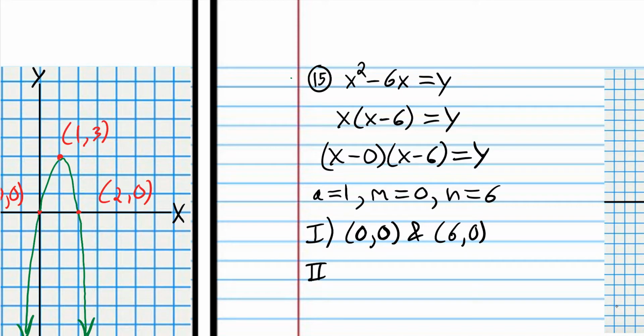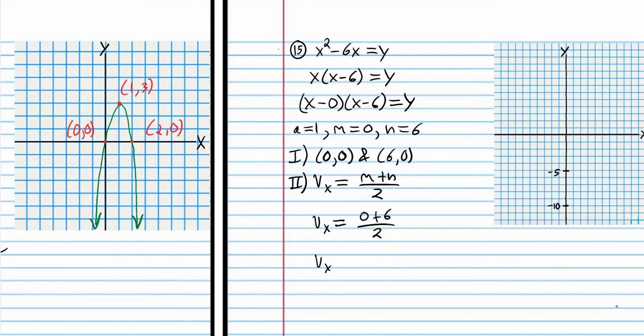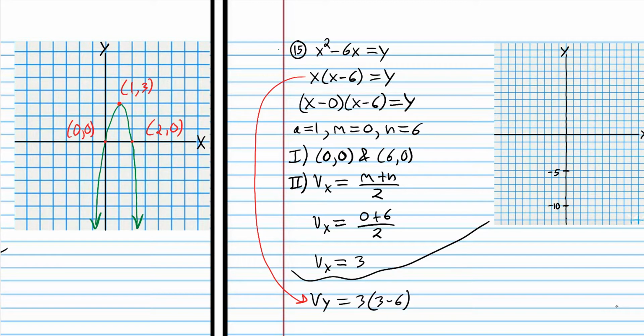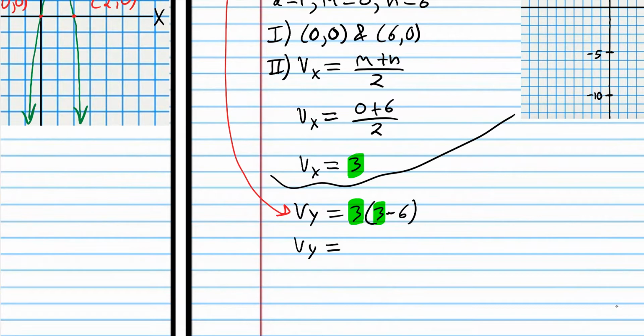And then we just have to find the vertex, and we can use that formula. And m is 0, n is 6, divide by 2. And we get 3 for the x value of the vertex. Then to find the y value of the vertex, as usual, we just use one of those equations up there, and that's going to be the easiest one. And then we have 3 times 3 minus 6. And so we get 3 times negative 3, which is negative 9.